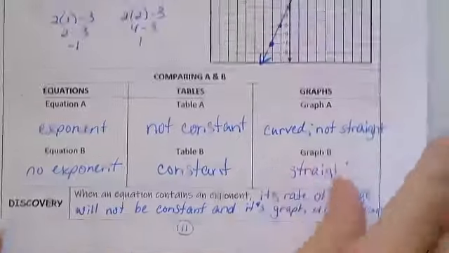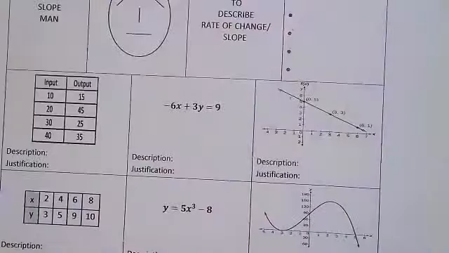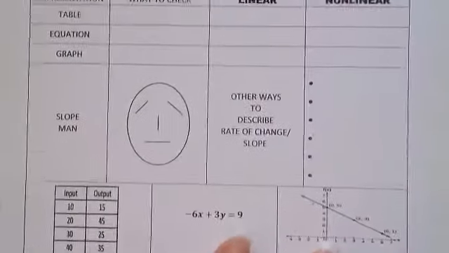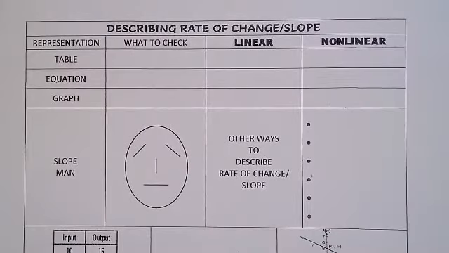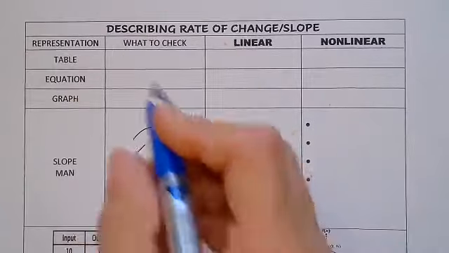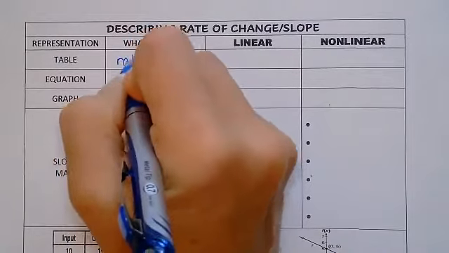Okay, let's go on to the next one. So, describing rate of change. All right, we have these different representations, and we're going to write down what it is that we need to check. So when you're looking at a table, just like we did in the exploration, you're going to check its rate of change.